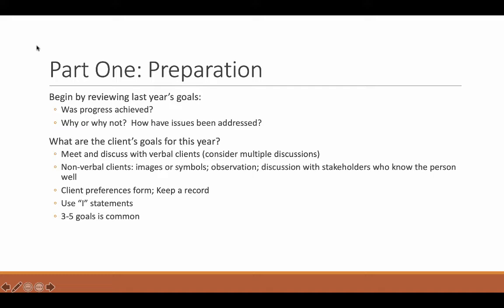We'll also start doing some interviewing or research to try and understand what the client's goals are for that year. So we want to meet with the individual if we can, if the person's verbal and able to understand the conversation. We want to interview them using something like the preferences form in your handout package. But this is just one method. I've seen people do drawings, and I've seen people have multiple interviews and record on video or audio.